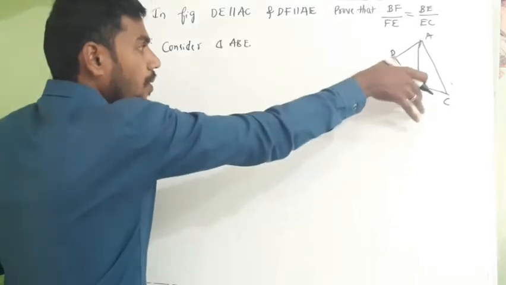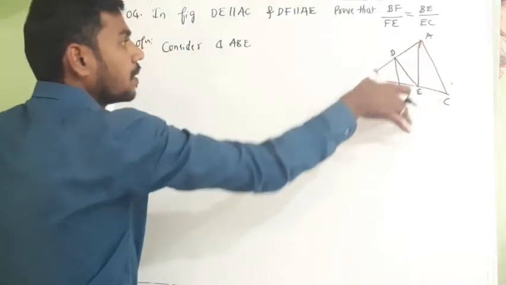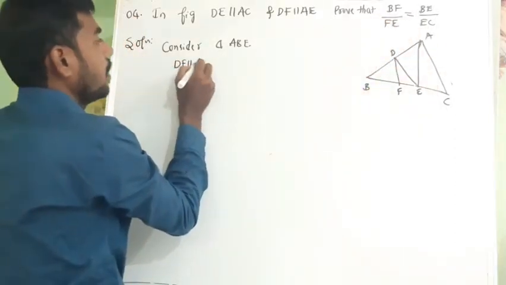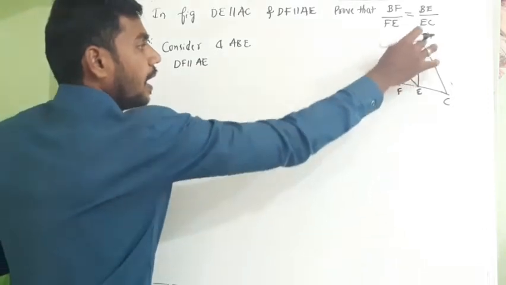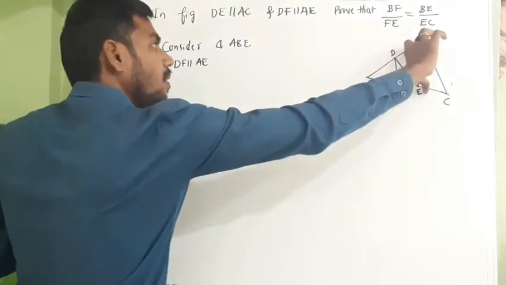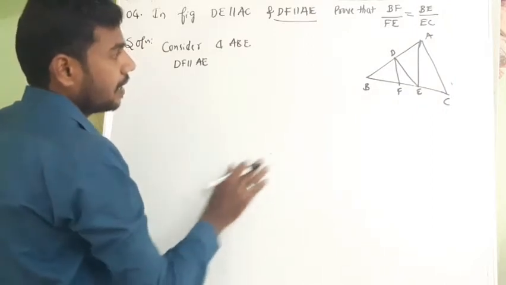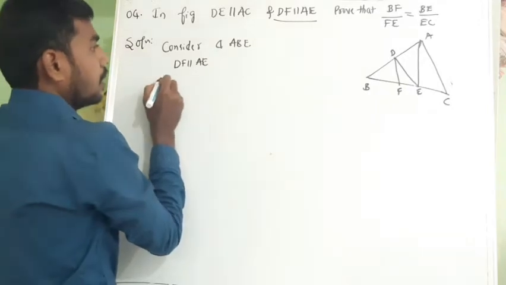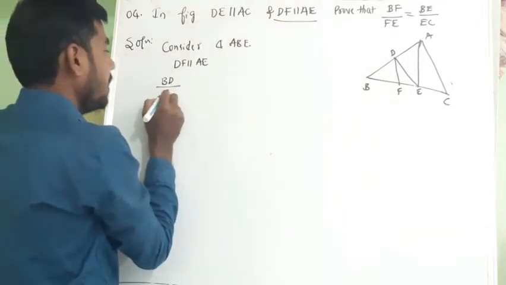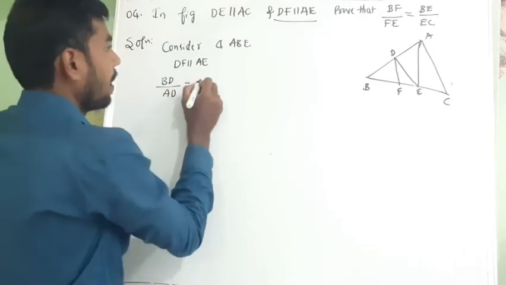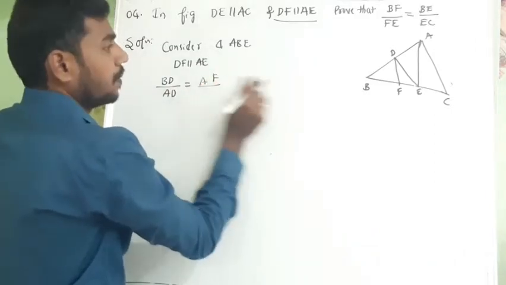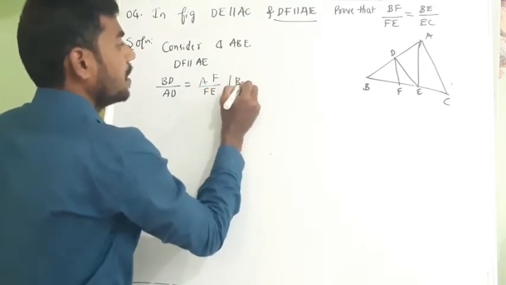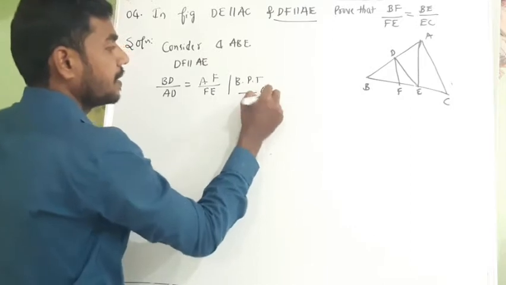In that, DF is parallel to AE. DF is parallel to AE. See, in this triangle ABE, DF is parallel to AE, it is given. So what can I write there? In ABE, I can write BD divided by AD is equal to BF divided by FE. This is because of the basic proportionality theorem. I will call it equation number 1.